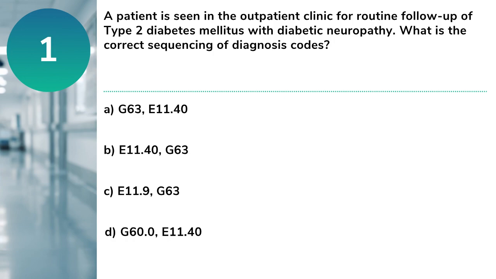Question 1. A patient is seen in the outpatient clinic for routine follow-up of type 2 diabetes mellitus with diabetic neuropathy. What is the correct sequencing of diagnosis codes? A. G63, E11.40. B. E11.40, G63. C. E11.9, G63. D. G60.0, E11.40.